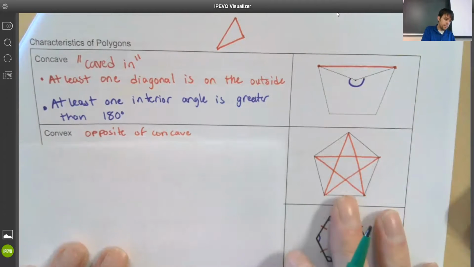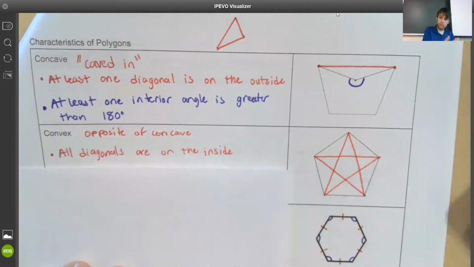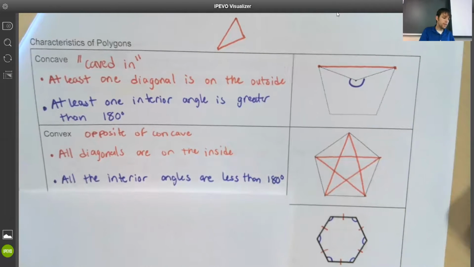Another couple ways of thinking about it would be that all of the diagonals, you can see those drawn in there as red lines, are completely on the inside and the interior of the polygon. There's no diagonal on the outside. And the other thing is all of our interior angles here are less than 180 degrees. And all of that is true about all convex polygons. So another thing to make sure we understand is that every polygon is either concave or convex.